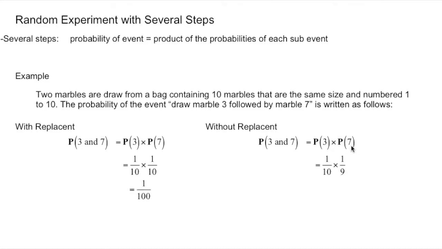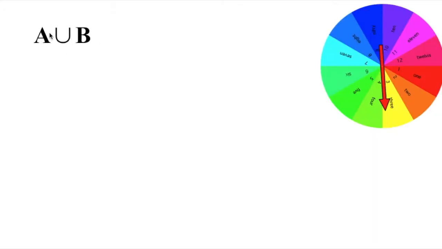So the probability of getting a 7 is 1, the 1 marble, the 7, out of the 9 marbles that are in the bag, which gives you a 1 out of 9. So let's look at union and intersection. We talked about them a little bit before.